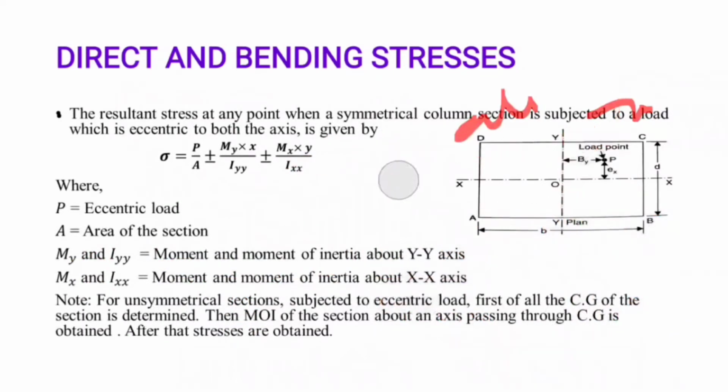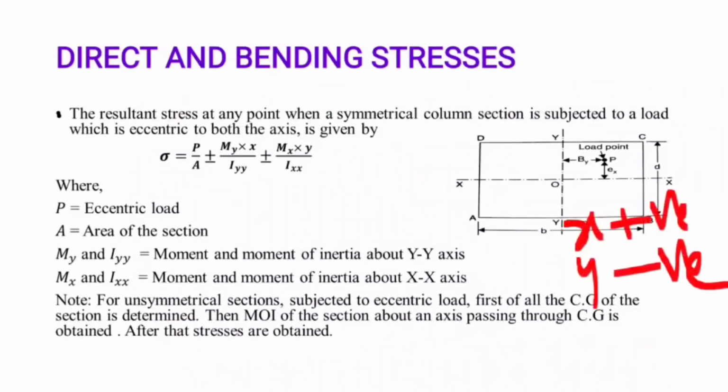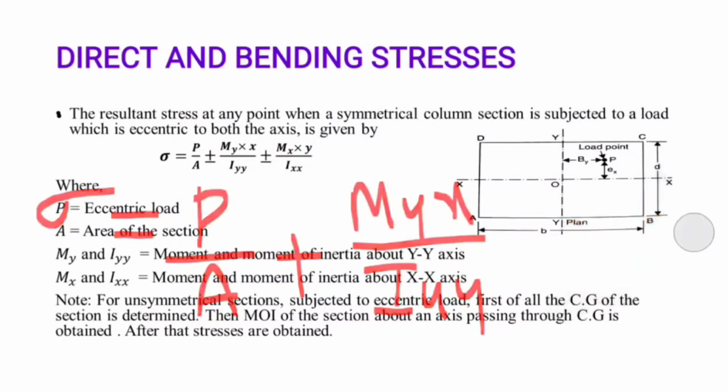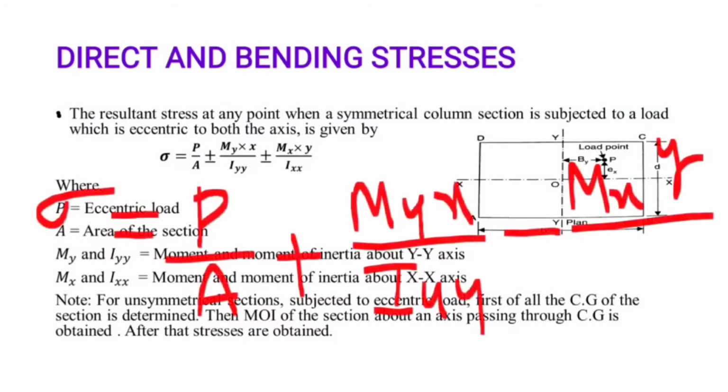And for corner B, x is positive and y will be negative, then the resultant stress will be P by A plus My x by Iyy minus Mx y by Ixx is the formula for corner B.